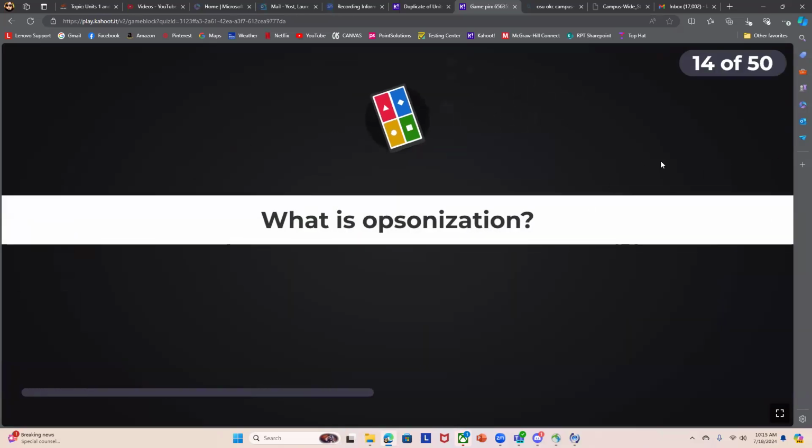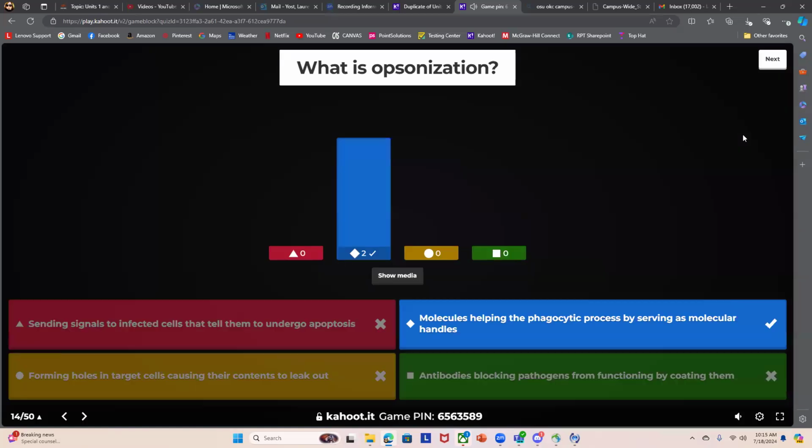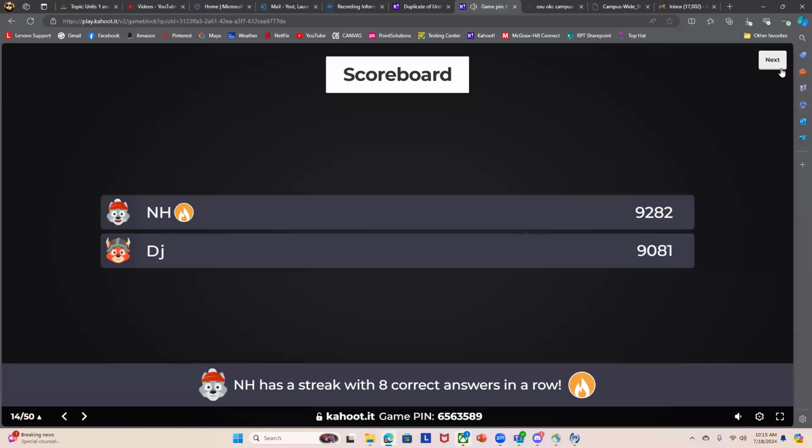All right, what is opsonization? I wish I had a better way for remembering this one. Yeah, so it's when molecules are on the surface of a cell to help the phagocyte eat it up better, like little molecular handles. I like that description.